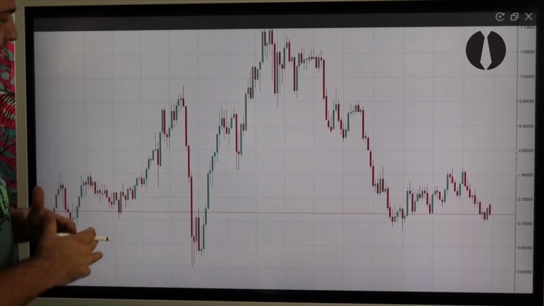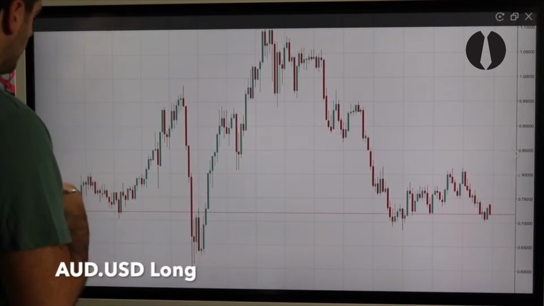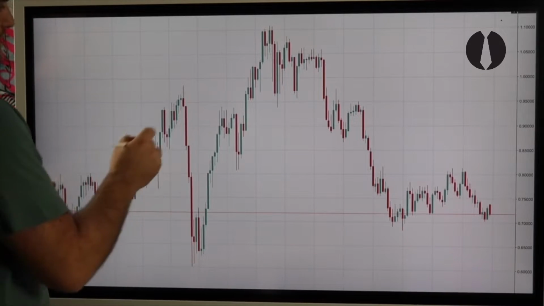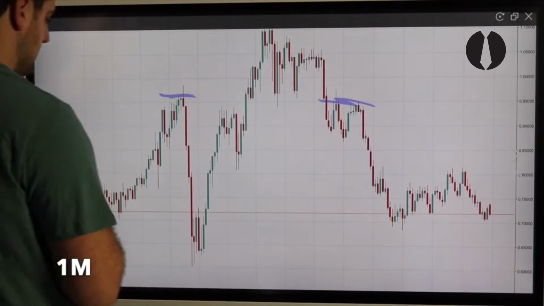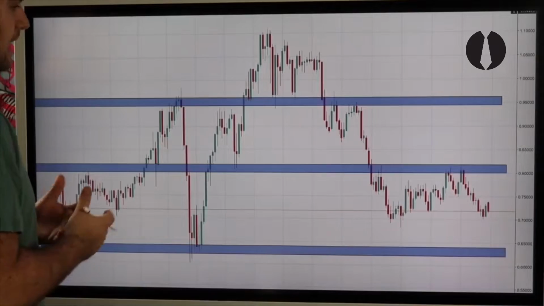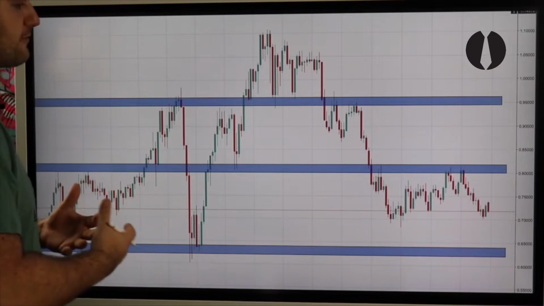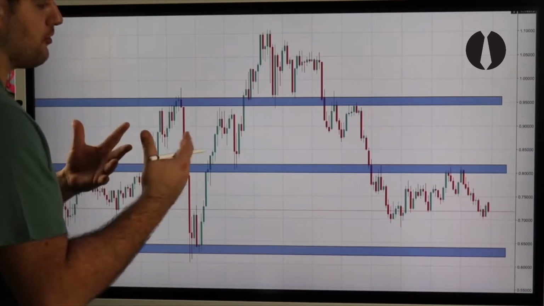Hey team, AUD.USD starting on the monthly as usual. What are we looking for? That's right, area of sensitivity. So here we see some horizontal sensitivity. Now that we've identified our zones, we're looking for flow and we're looking to identify our overall direction.